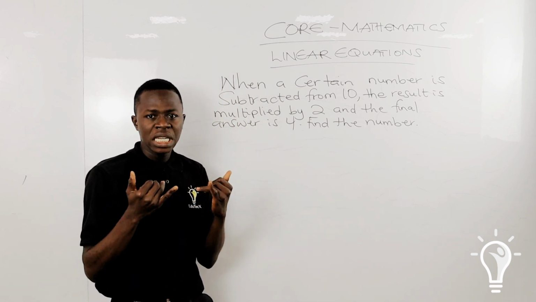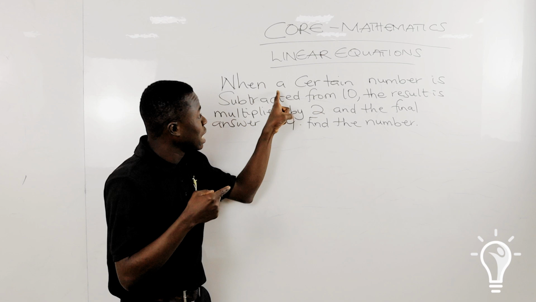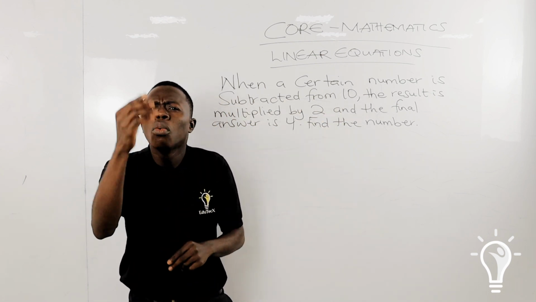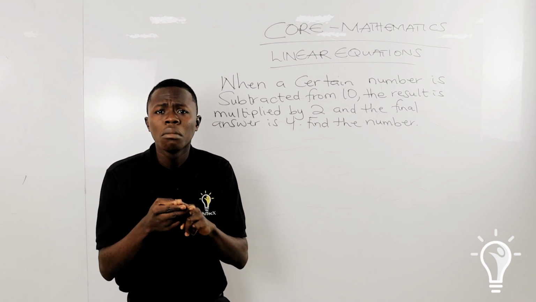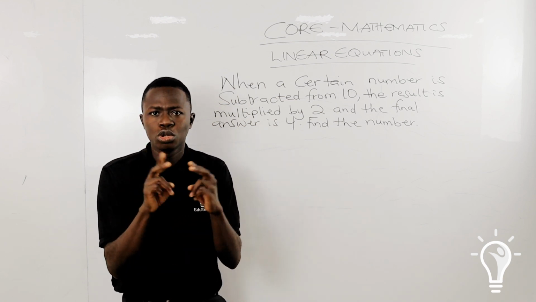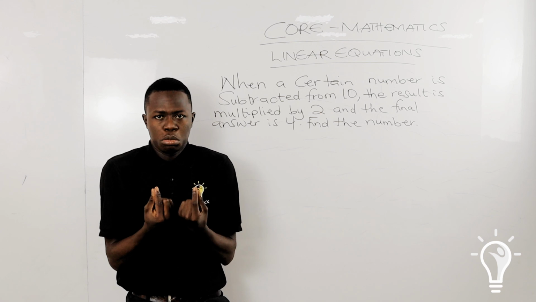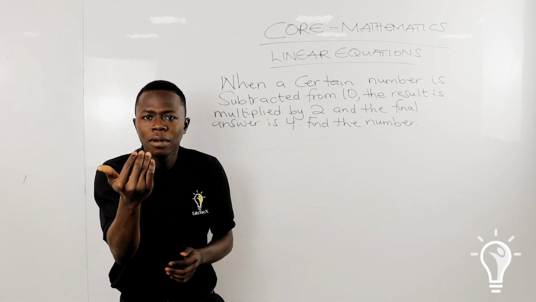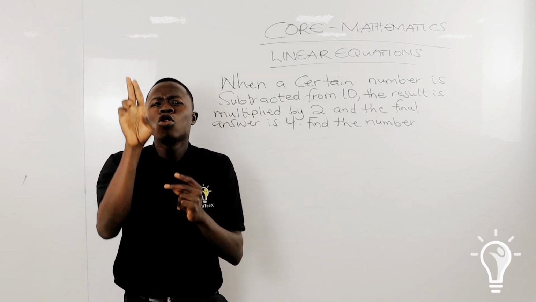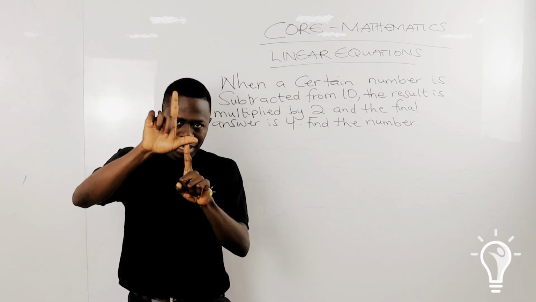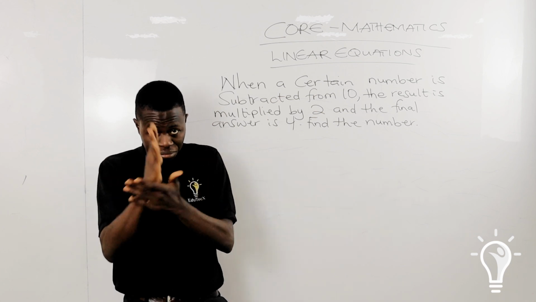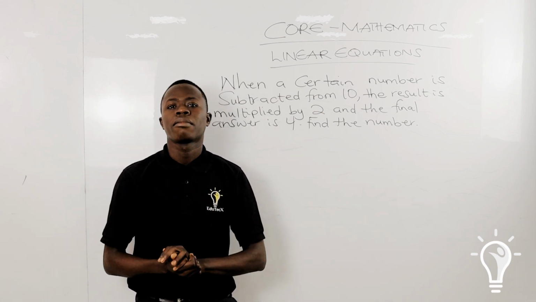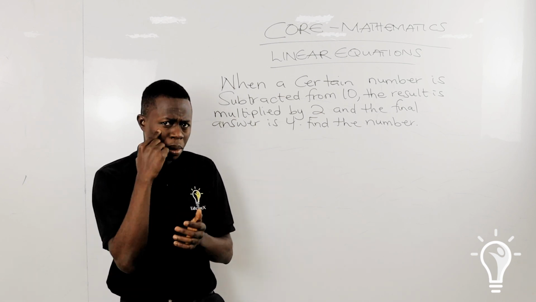So the question you should be asking yourself is, do you know the number? No. So what do you do? Yes, that's good. You represent the number with a letter. You don't know, so you represent it with a letter. For example, X. Then again, you look at the question and it says that number, which is X now, is subtracted from 10.